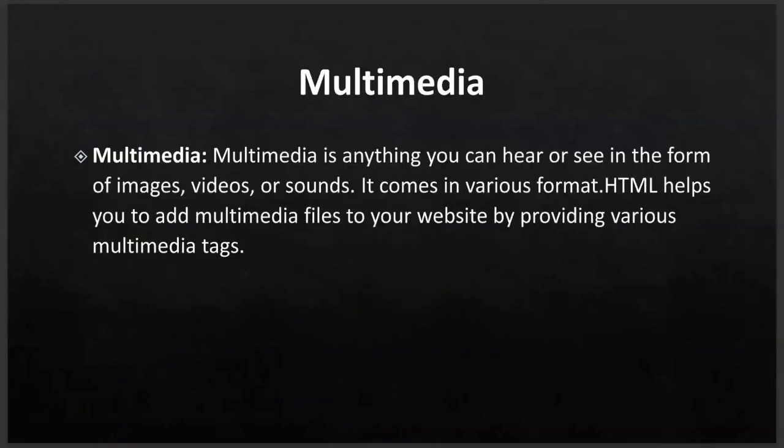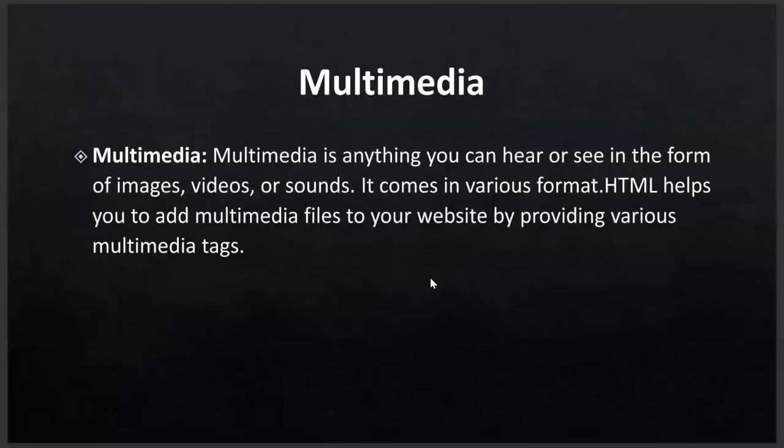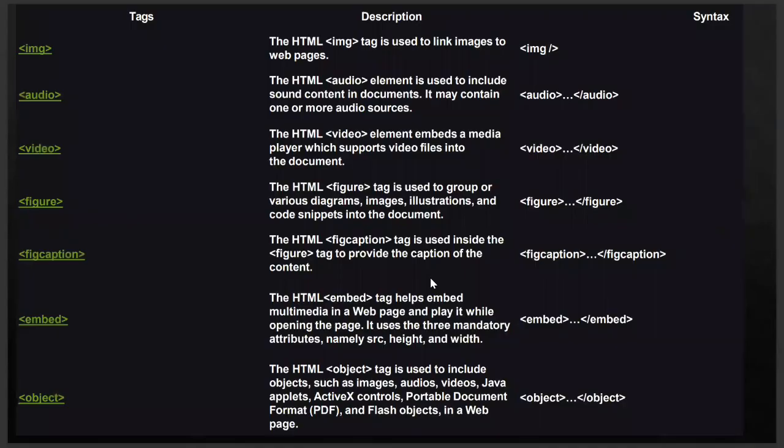HTML multimedia. Multimedia is anything you can hear or see in the form of images, videos, or sounds. It comes in various formats. HTML helps you to add multimedia files to your website by providing various multimedia tags. Tags, description, syntax. The HTML img tag is used to link images to web pages.